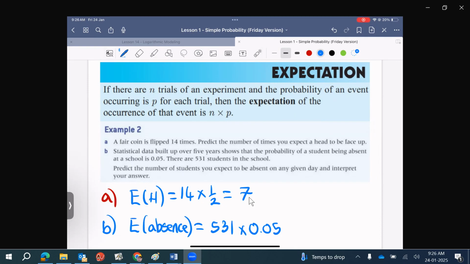Let's take out my calculator for that one. We get 531 multiplied by 0.05. We're going to get 26.55. So we would expect 27.